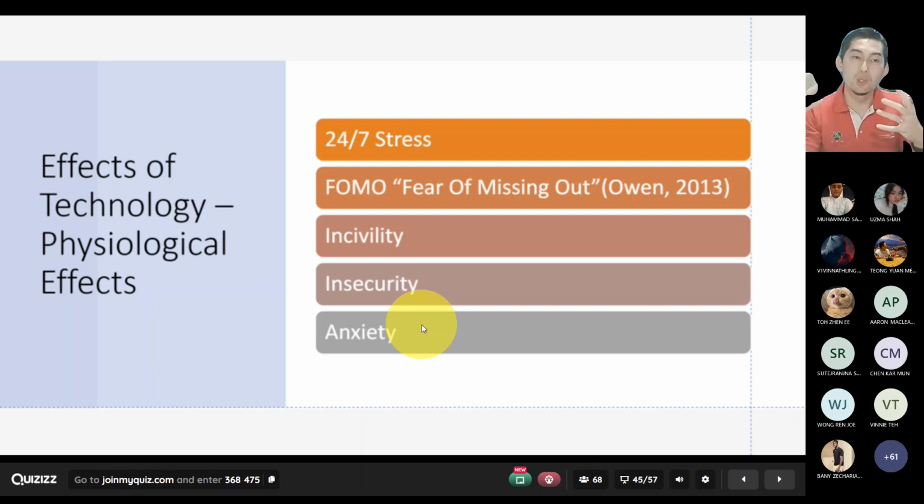Profuse sweating, you're sweating out of nowhere. Your heart rate increases all of a sudden, right? So these are all after effects of you having an anxiety, or on the other hand, a panic attack, right? And this can be triggered by almost anything, and most of the time, it has a technological effect that contributes towards it.